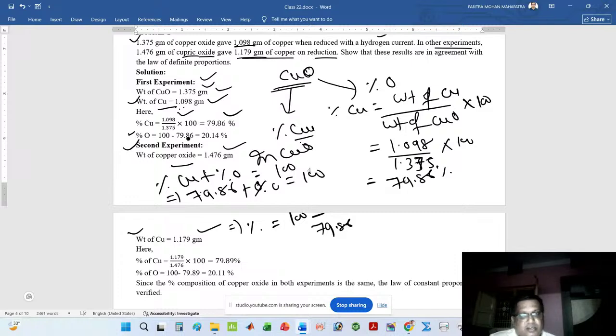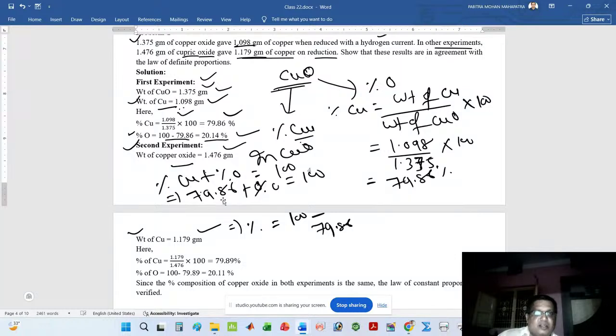100 minus 79.86. That is your 20.14 percentage. That means in the first method, the copper oxide has percentage of copper 79.86 and percentage of oxygen 20.14. Now move to the second experiment.